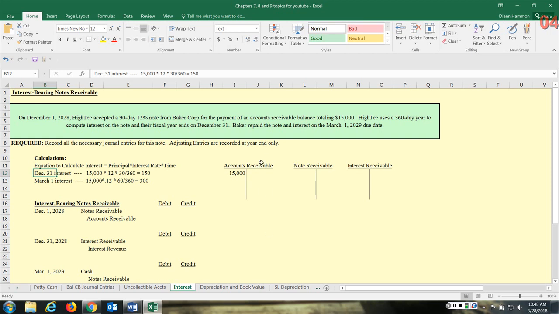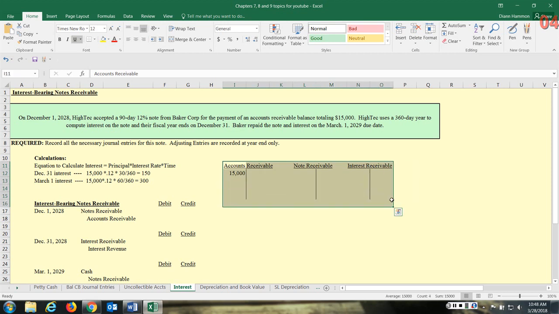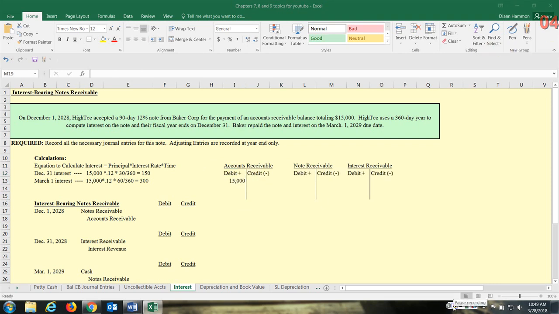So I've got some T accounts, which are wonderful tools for us to use. Don't ever hesitate to use those. Remember, debit is on the left, credit is on the right. In fact, let me pause and add those words. So I've added debit, credit all the way across, just to remind you, debit's on the left, credit's on the right. Now all of these, the accounts receivable, the note receivable, interest receivable, are asset accounts. So they all increase on the debit side and they decrease on the credit side. Okay, so now that we've worked that out, let's get going.